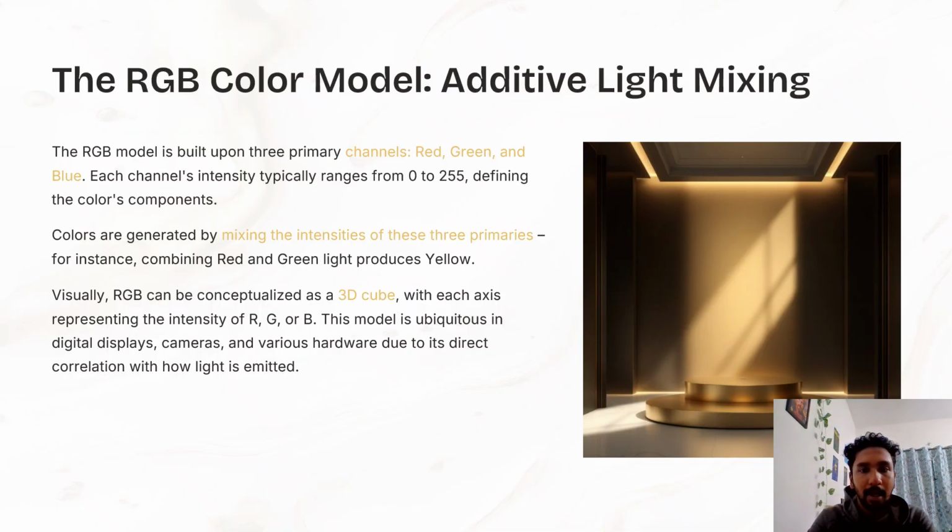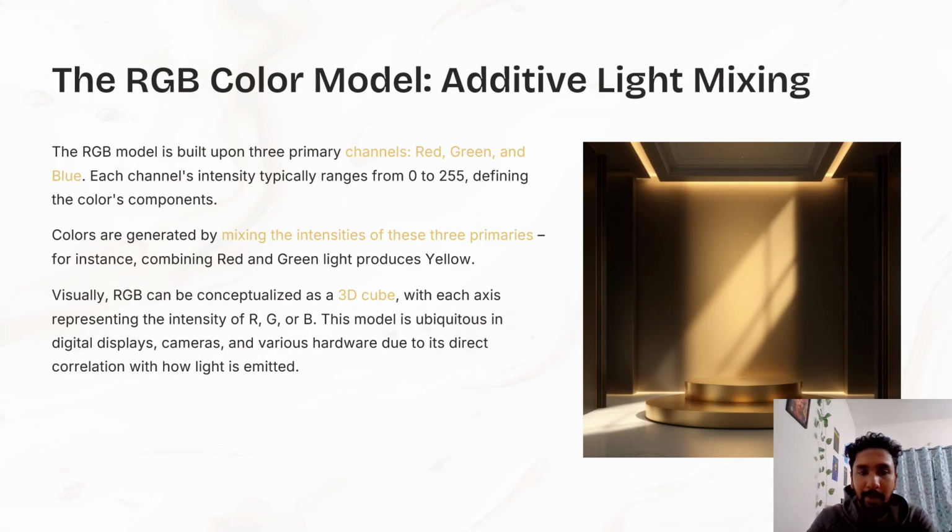The RGB color model: additive light mixing. RGB stands for red, green, and blue. It uses additive mixing, meaning colors are created by adding light. Each channel ranges from 0 to 255. For example, red plus green creates yellow. This model is used in LEDs, monitors, and cameras because it aligns with how these devices generate light.